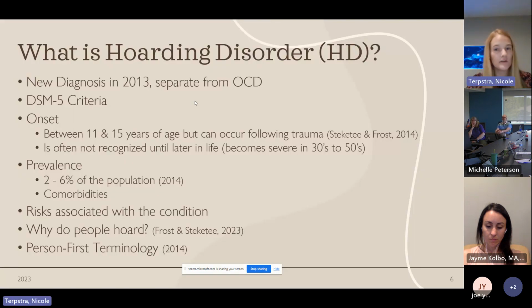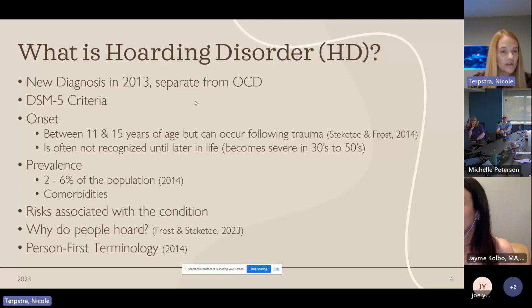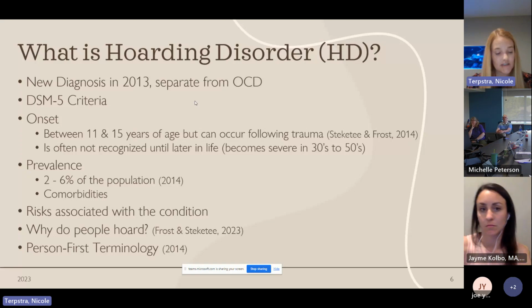Next up, we have what is hoarding disorder? So it seems like most of the people here are fairly familiar with hoarding disorder. I do have the DSM-5 criteria listed, but since it seems like you are all familiar with the condition, I'll just not read through the entire diagnosis.